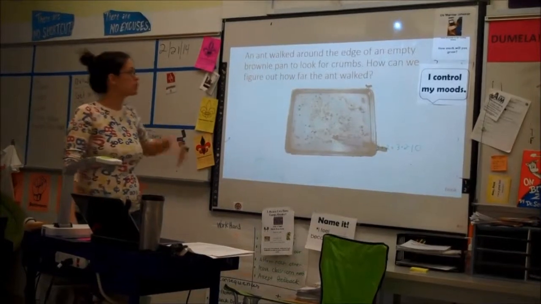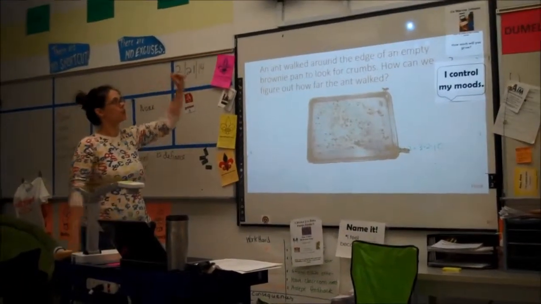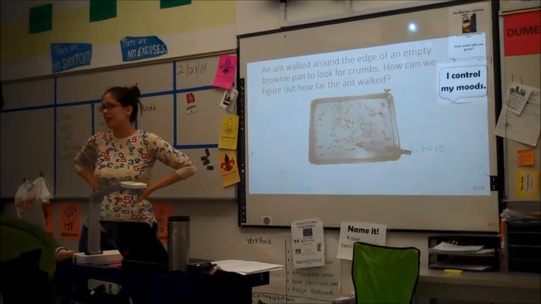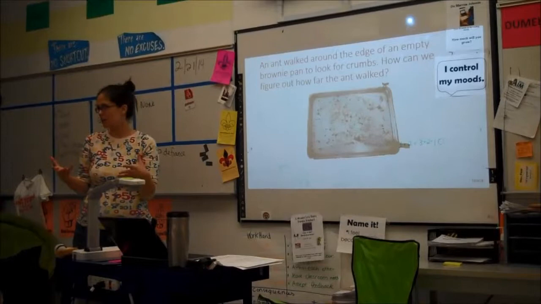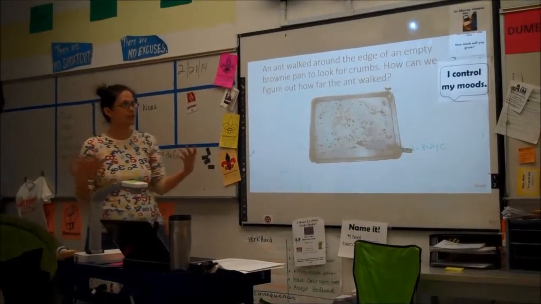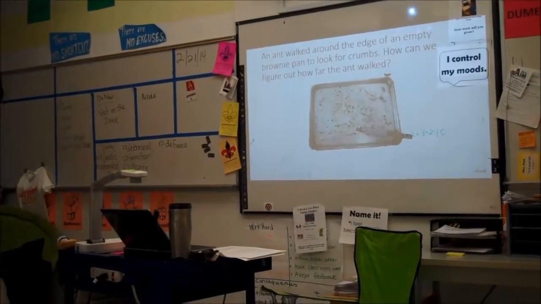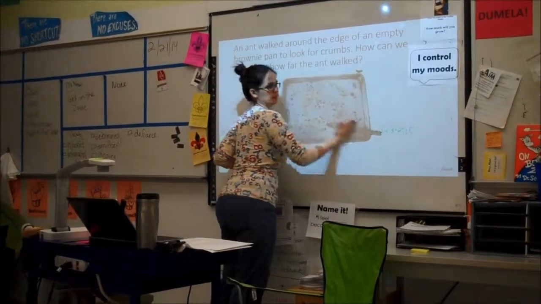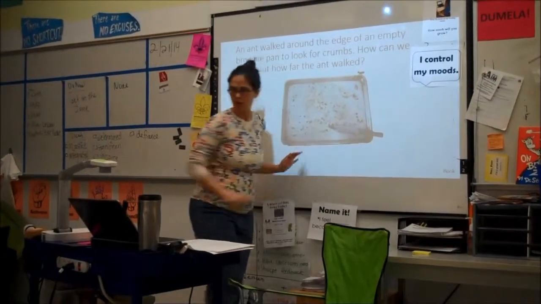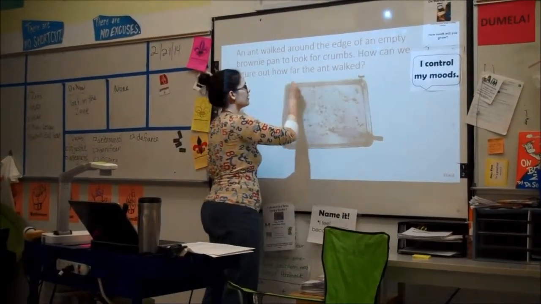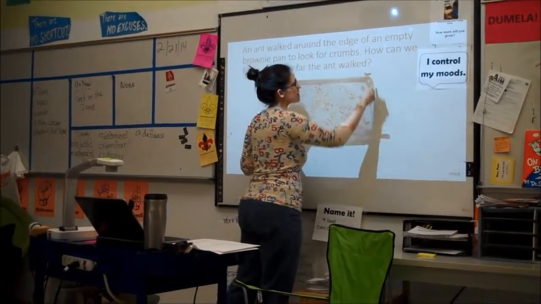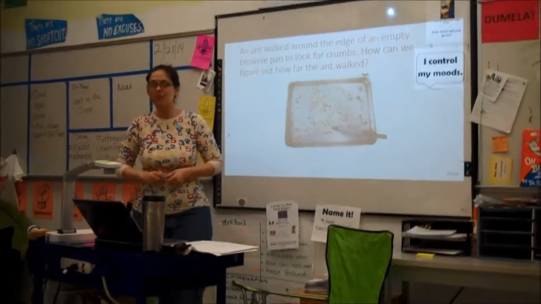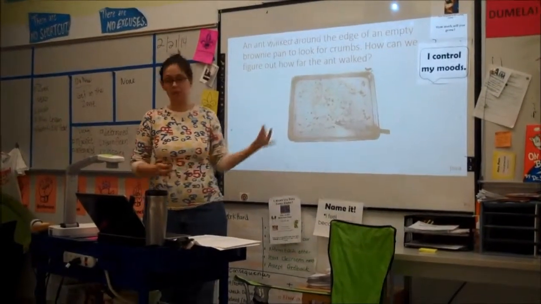So, you're going to start by just talking about this problem. An ant walked around the edge of an empty brownie pan to look for crumbs. How can we figure out how far the ant walked? You're going to have your brownie pan and say, okay, where is the ant walking? Someone touch it, right? The ant doesn't walk here, the ant walks here. The ant walks around the perimeter of the pan. If I want to find out how far the ant walked, I have to figure out the perimeter.